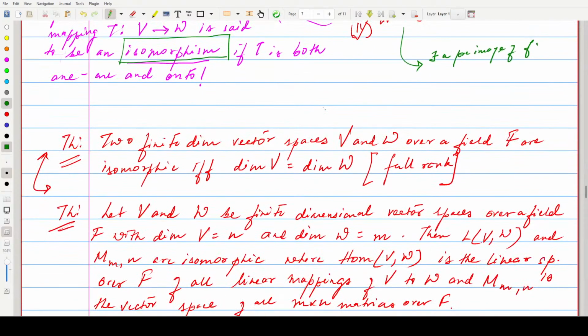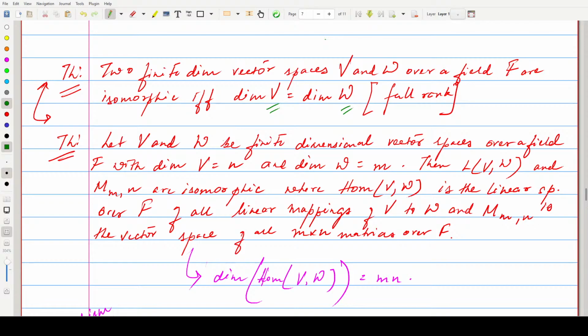Okay, two finite dimensional vector spaces V and W over a field F are isomorphic if the dimension of V is equal to the dimension of W, which means that if you're transforming vectors from a domain to a codomain, the vectors will have the same dimensions. And what does that mean? That means that we are doing a full rank linear transformation, right?